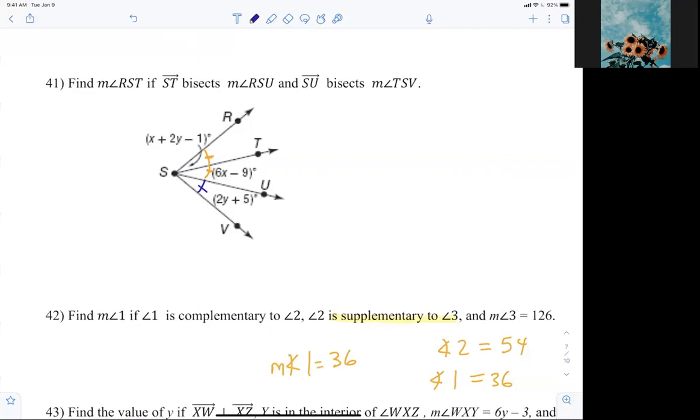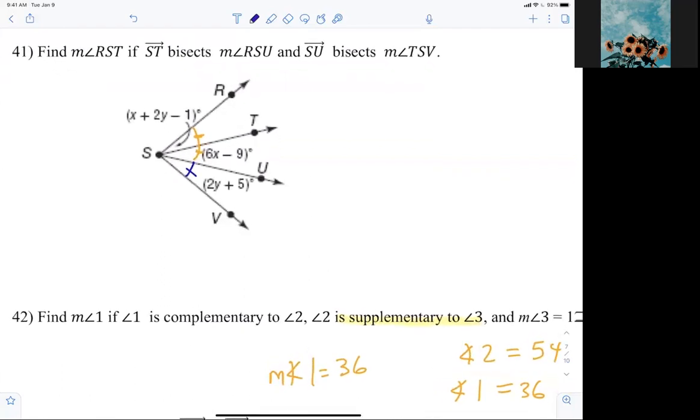So now this is, I can understand, kind of annoying. We would say x plus 2y minus 1 equals 6x minus 9. Does everybody agree with that? Yeah. Now there's two variables, so I need another equation, right? So what's true about these two things? They're the same, they're equal. So you can write now 6x minus 9 equals 2y plus 5. Does everybody agree with that?